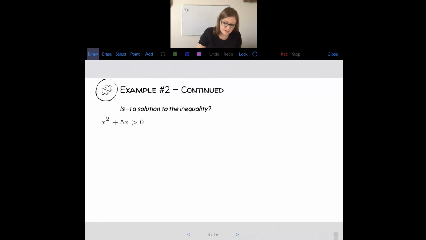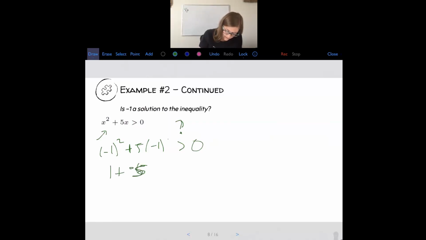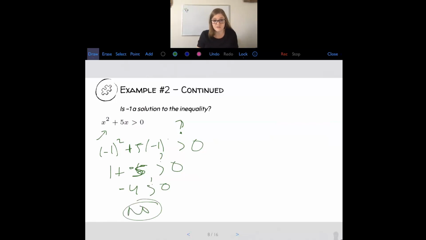There's a couple ways you can do this. The first is to plug it right in and see if it makes the inequality true. So we'd plug in negative 1 squared, put it in parentheses, so remember to square the negative 1, plus 5 times negative 1, and we're checking if that's greater than 0. So we have 1 plus negative 5. We want to know if that's greater than 0. Negative 4 is not greater than 0, so the answer would be no.